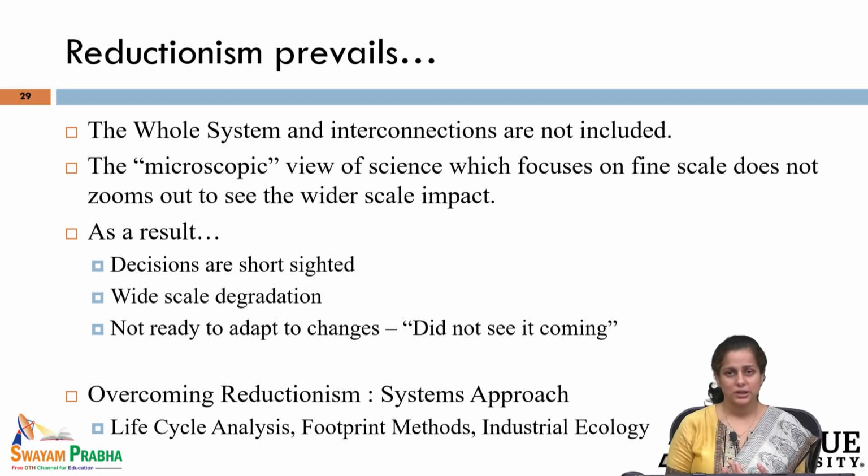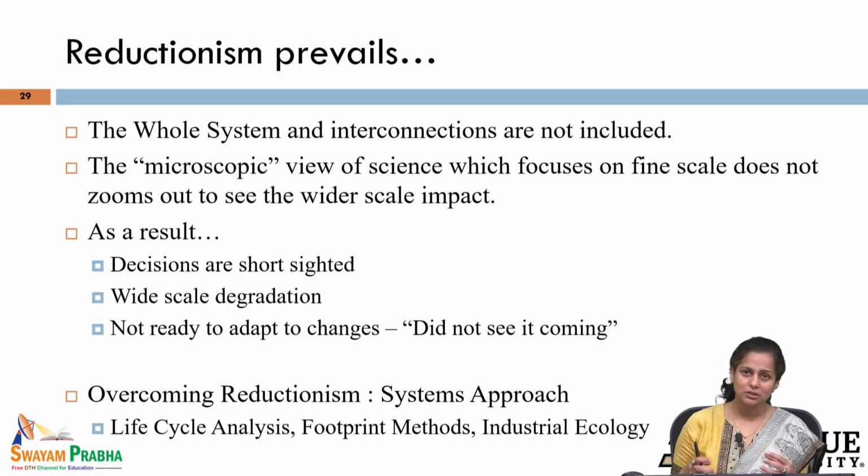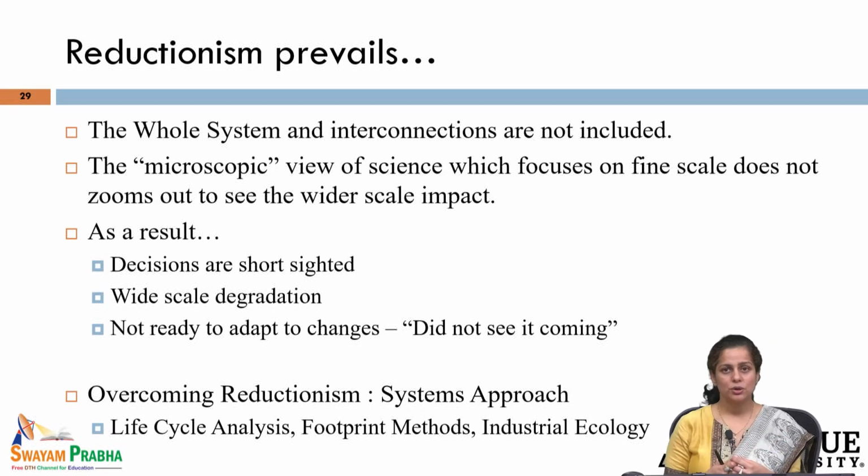So, when we cannot connect the microscopic with the macroscopic view, we lose that ability to design systems for overall sustainability. What happens because of this is that our decisions are short-sighted. We have wide scale degradation. When a system is designed and already in place, we cannot change it for its interaction with other systems. And as a designer, we say that we were not able to see the change. The most important thing is that we need to overcome this reductionism and take a systems approach.